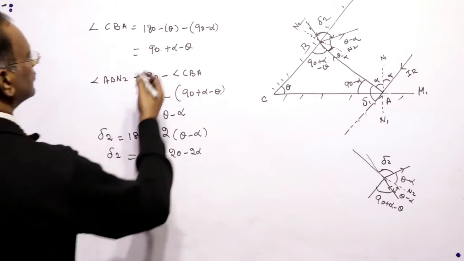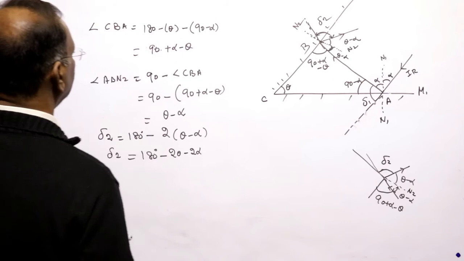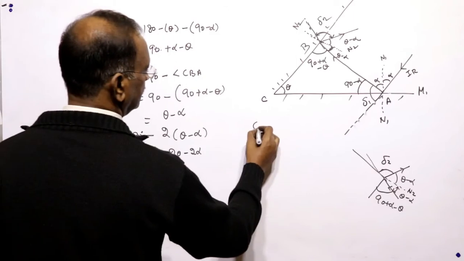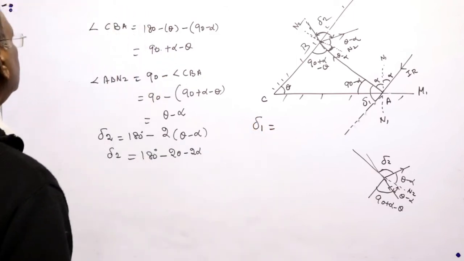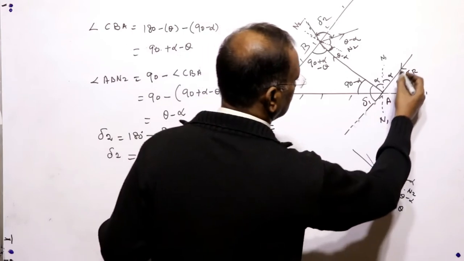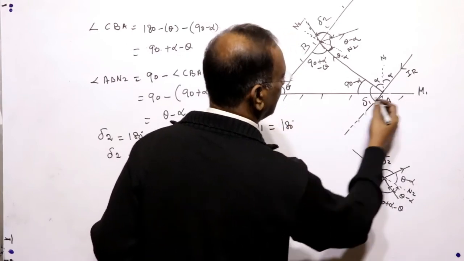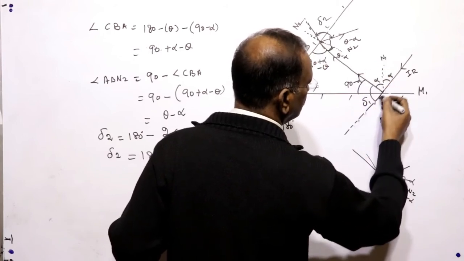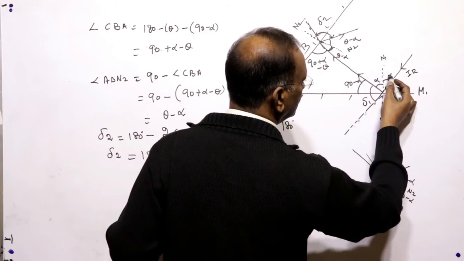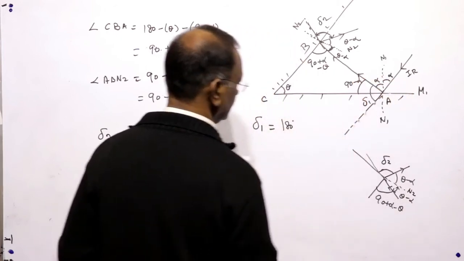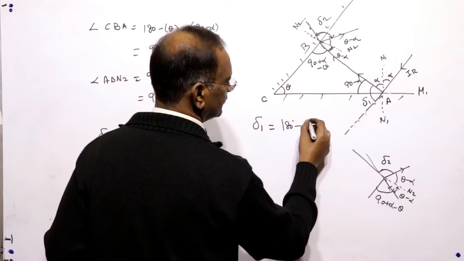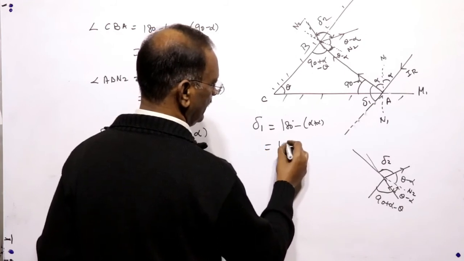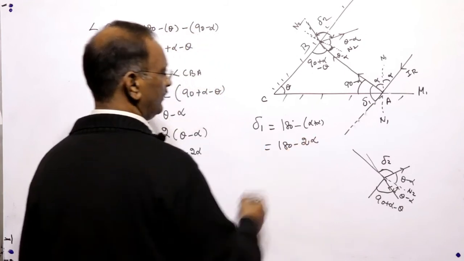Now deviation 1, the deviation produced at mirror 1, is the angle between the incident ray and the reflected ray. So this is 180 minus alpha minus alpha, that is, deviation 1 is equal to 180 minus 2 alpha.